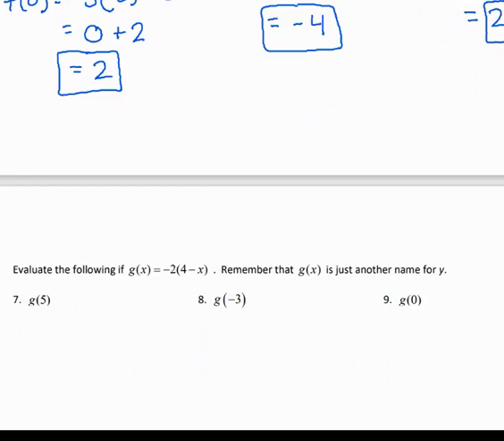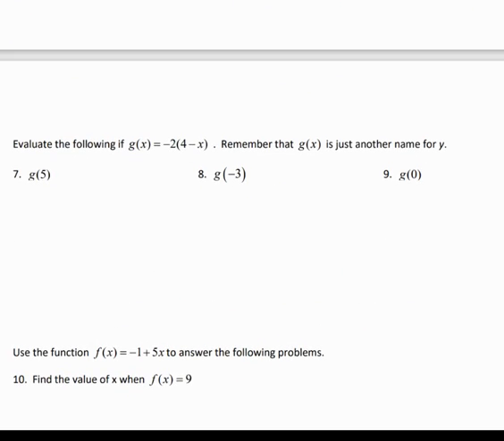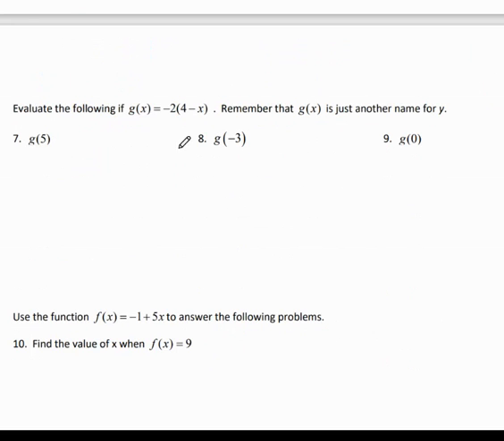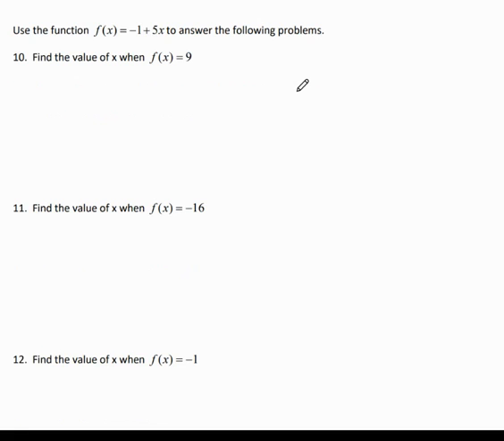I'm going to pause on 7, 8, and 9 because I'm going to have you guys try those. Super similar, right? It's just we have a different function. Instead of function f, it's called g, but it's the same idea. We plug those numbers in for x, okay? Let's scroll to 10 now, though. This is what's different.